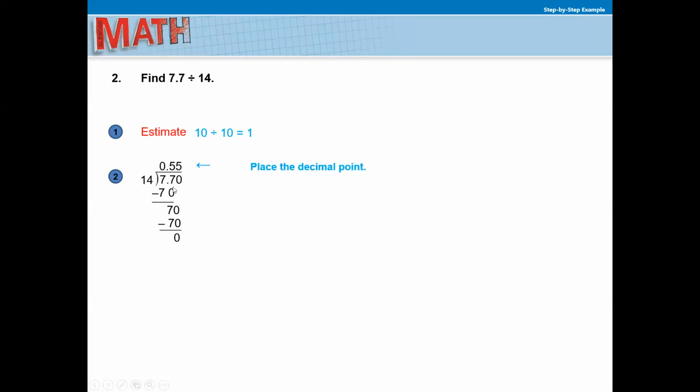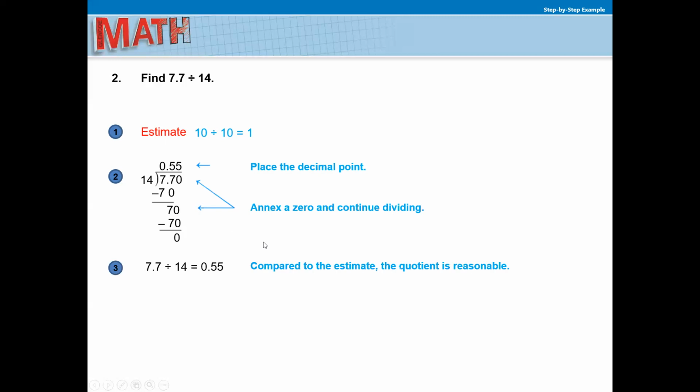Place the decimal point. When there's a decimal point in the dividend, it goes straight up into the quotient. Straight up like a balloon at a birthday party. Annex a 0 and continue dividing. So when they subtracted and had a 7, they put a 0 in the dividend and brought it down so they could continue dividing until they got this stop sign, which is a 0 in your subtraction. 7 7/10 divided by 14 equals 0.55, 55 hundredths.